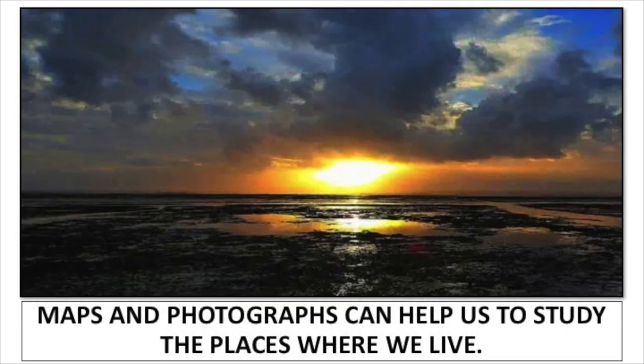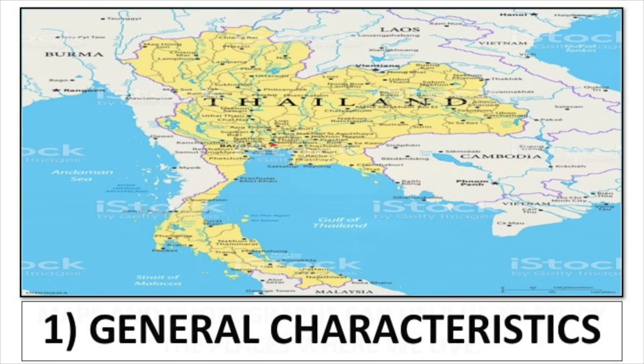Maps and photographs can help us to study the places where we live. All we need to do is just examine the images, and the images tell us different things about them. The first thing that can tell us, general characteristics. Now, here is a map. But what country is it a map of?